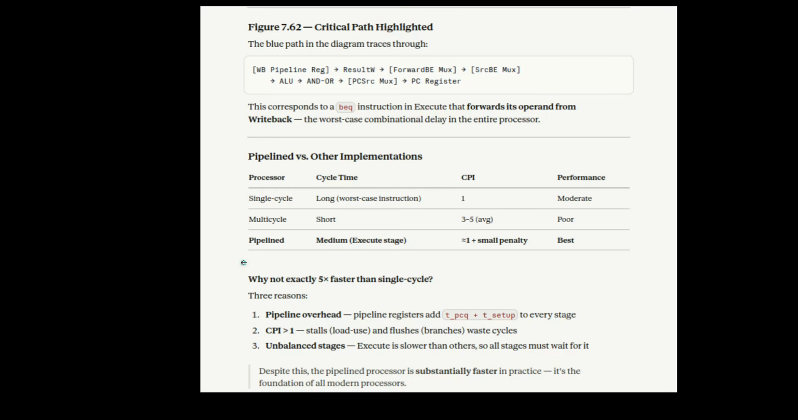We have said that in single cycle 1 instruction is happening, but in pipeline 5 instructions would happen. So we are saying that pipeline can be 5 times faster, but that is not the case. Setting up the registers, the pipeline overhead, that is T setup and T PCQ, would take some time, and the CPI value would always be greater than 1 because of flushes, branches and stalls, right? And also there are unbalanced stages. So these are the 3 reasons why our pipeline is not 5 times faster than the single cycle.